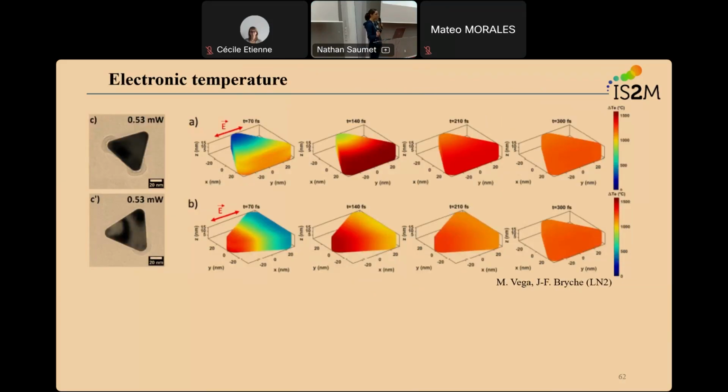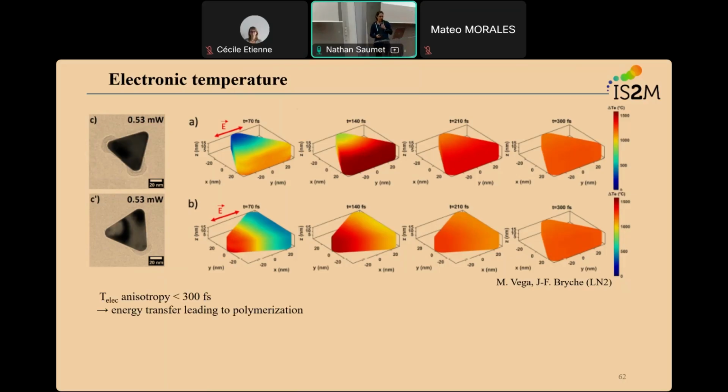In order to explain these experimental results, which are highly reproducible, I'm starting a collaboration with Jean-François Brich at LN2, who is able to perform electronic temperature maps of the nanoparticles. So here it's not, let's say, the real temperature, but the electronic temperature. And we can observe that the electronic temperature can explain the polymer presence here at the tip of the particles.